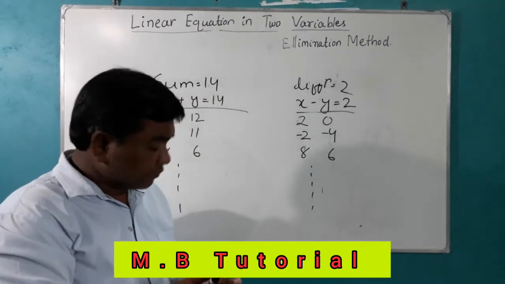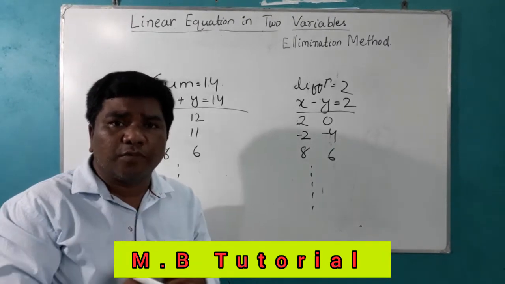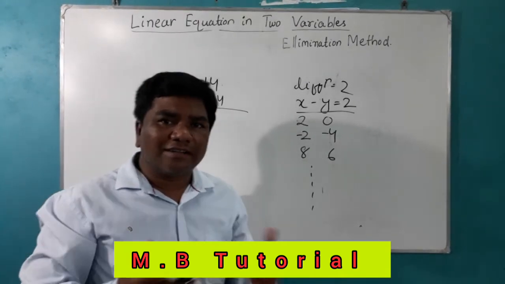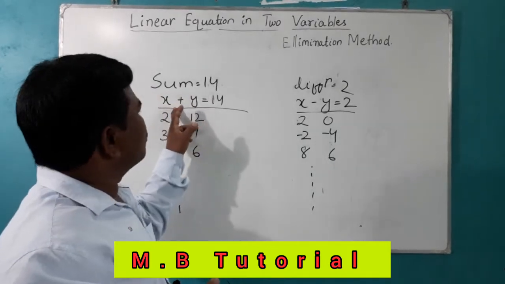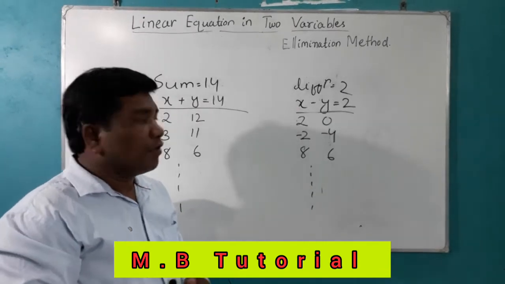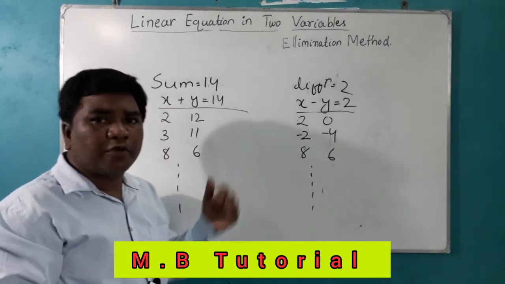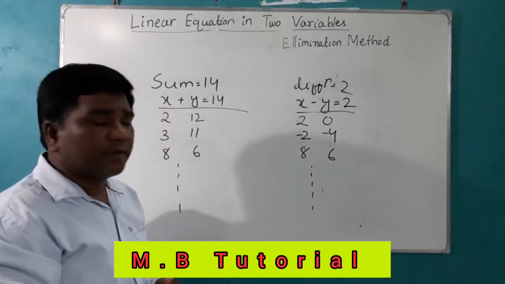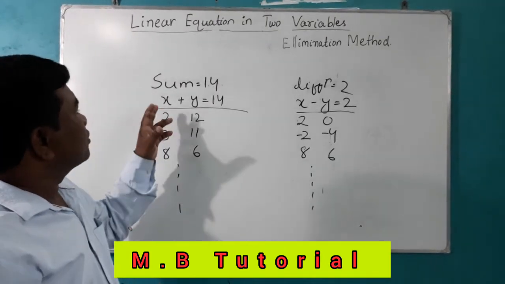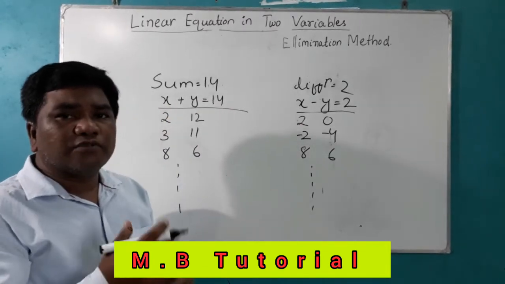If I say find the value of x and y, find two numbers whose sum is 14 and difference is 2, at that time we will take two equations at a time. So how will you find it? This is not the right process for finding the values of x and y. It may take a long time. So for finding the values of x and y in both cases, we have some methods.